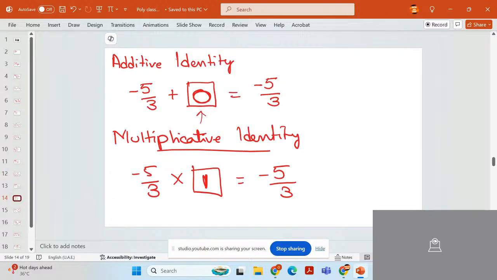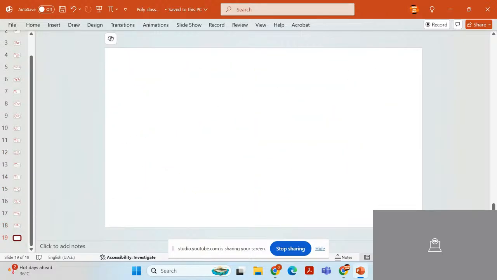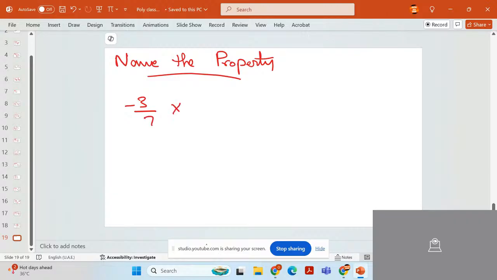So now, for example, what can the next question be? Sir, name the property. Very, very important. These questions will come based on that. For example, minus 3 by 7 multiplied by minus 7 by 3 is equal to 1. What is this property? It is multiplication, okay.